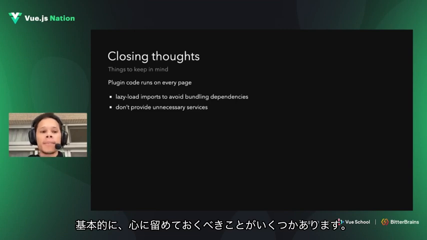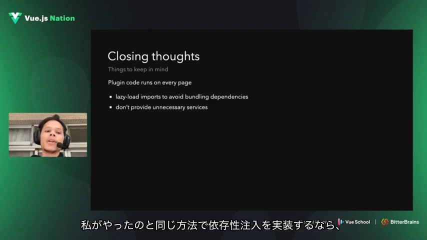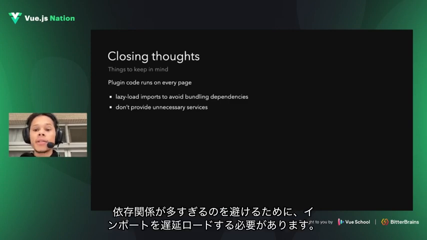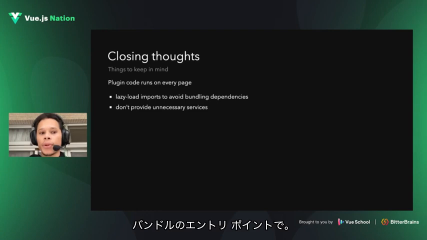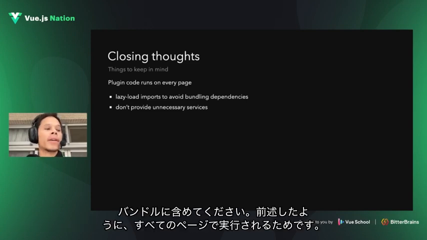A couple of things to keep in mind, basically. Both in Next and in Vue, the plugin codes we have run on every page. So if you are going to implement dependency injection the same way I did, you need to make sure you lazy load your imports to avoid bundling too many dependencies in your bundle entry point. Furthermore, you need to make sure you're not providing unnecessary services dependencies in your bundle, because it will run on every page, like I said.